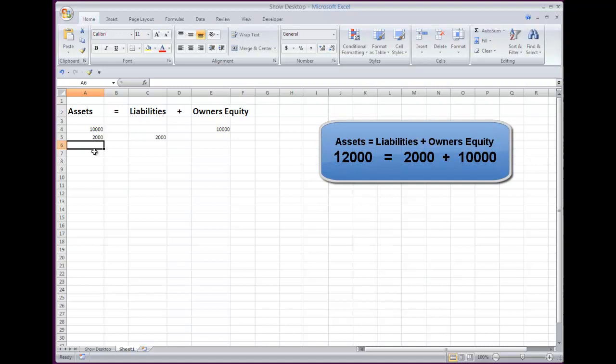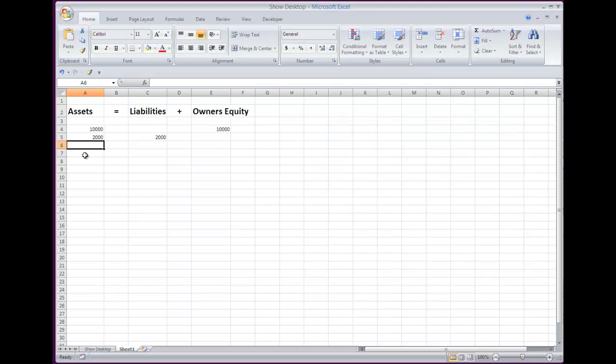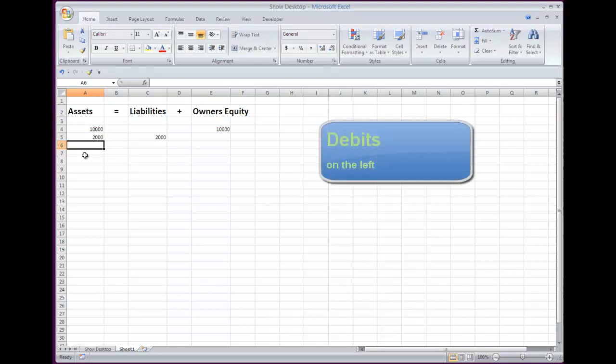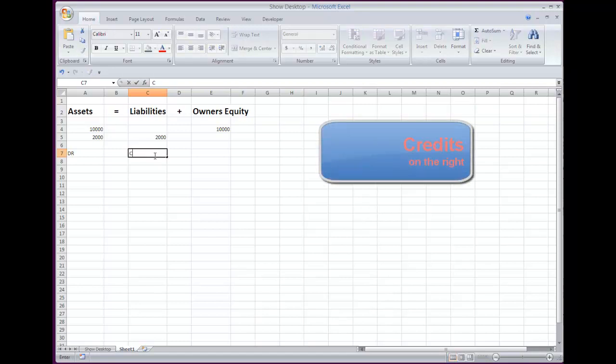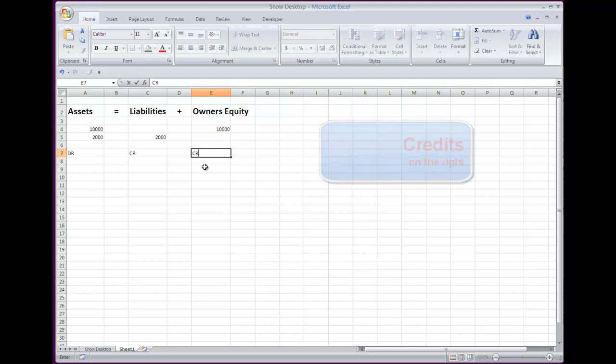Now, the next important thing we need to know is to do with debits and credits. Basically, a debit means the left-hand side of an entry, and therefore a credit is the right-hand side. So anything that increases an asset becomes a debit. And because our equation needs to stay in balance, the debits equal credits, therefore anything that increases a liability is a credit, and anything that increases owner's equity is a credit.